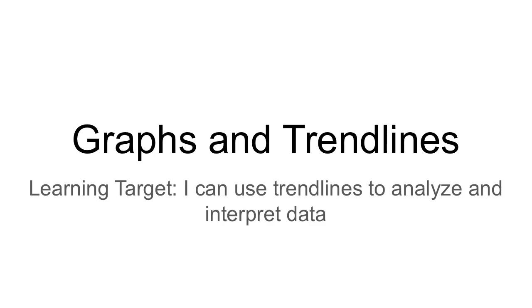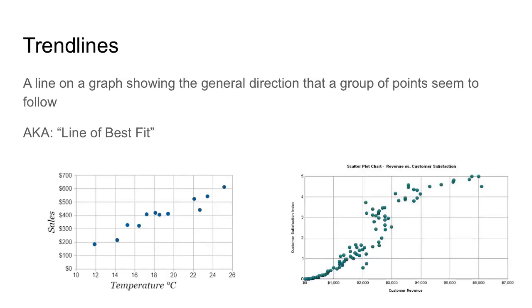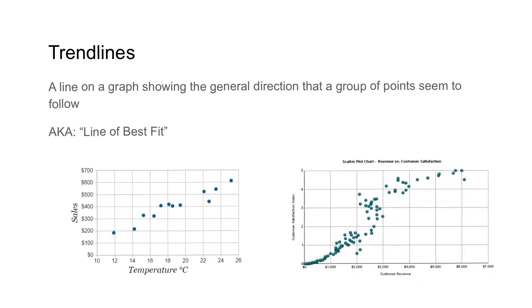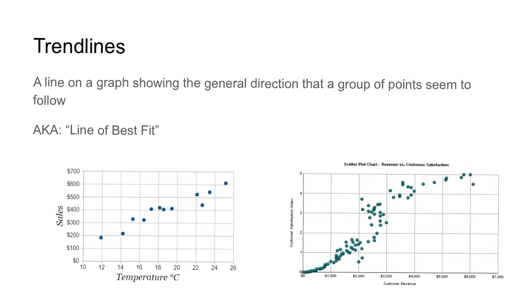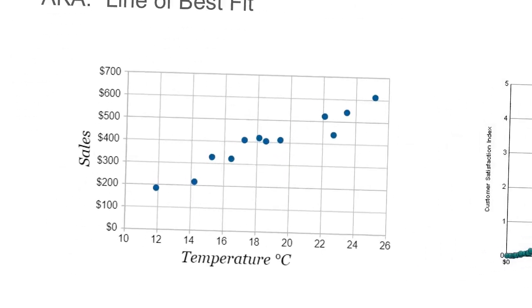This lesson is going to be about graphs and trend lines and learning to be able to use trend lines to analyze and interpret data. So we talk about trend lines, and what a trend line is. A trend line is a line on a graph showing the general direction the group of points seem to follow. You've probably heard about it as a line of best fit.